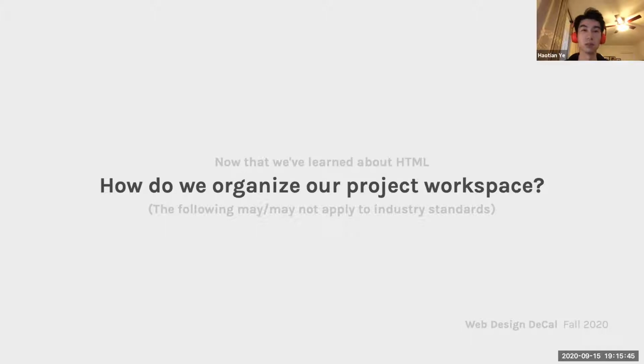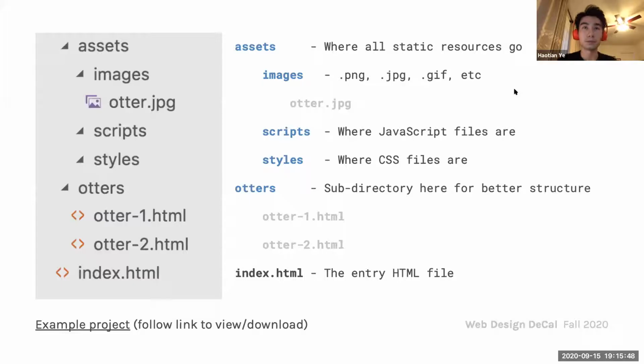So an example of how we do it here at WDD, I just want to point out that this might not be industry standard, but this is a really great start. We generally do this for all our assignments and projects. How we organize our workspace is through this structure. In our outermost folder, we have the index.html, of course, and then we probably have an assets folder where all our static resources go, and then maybe some other subdirectory folders that you might need for organizational purposes.